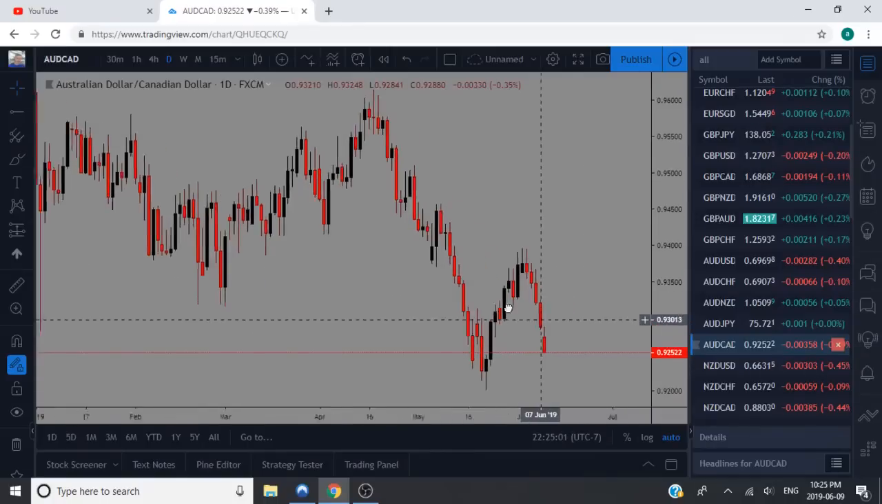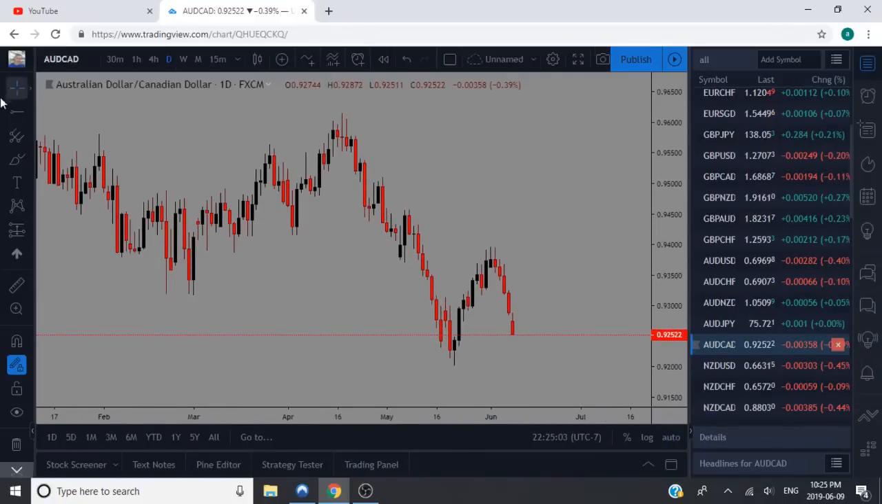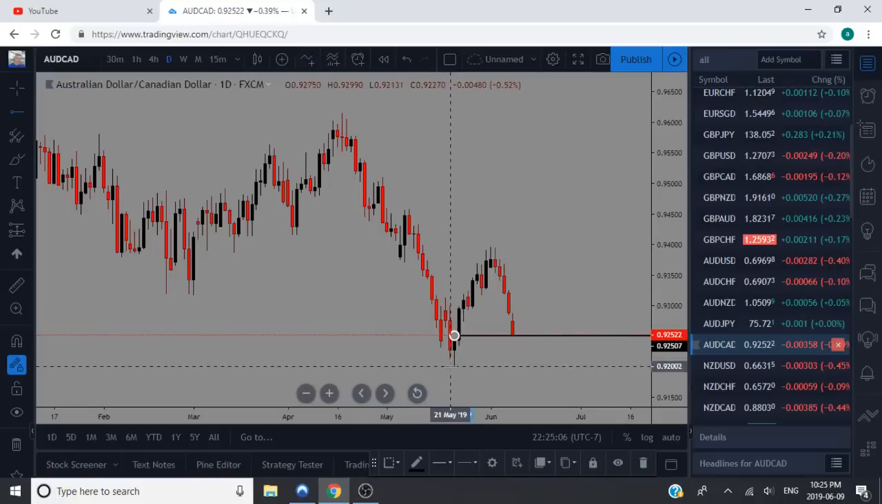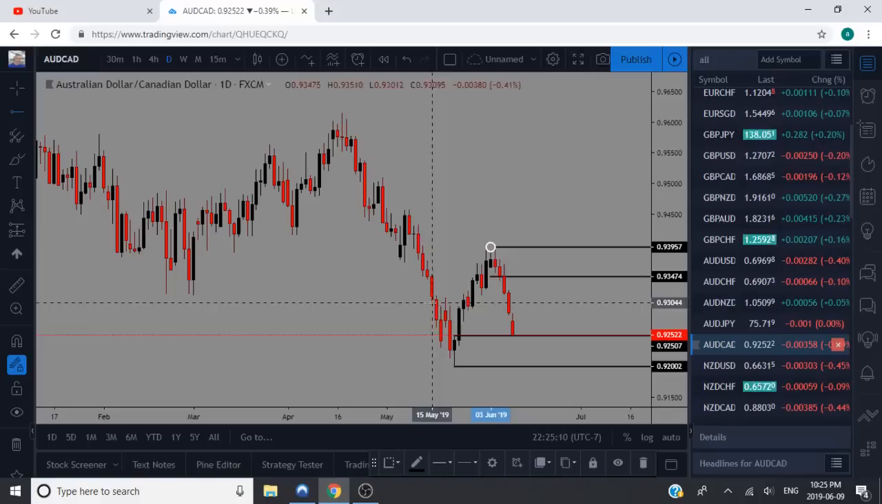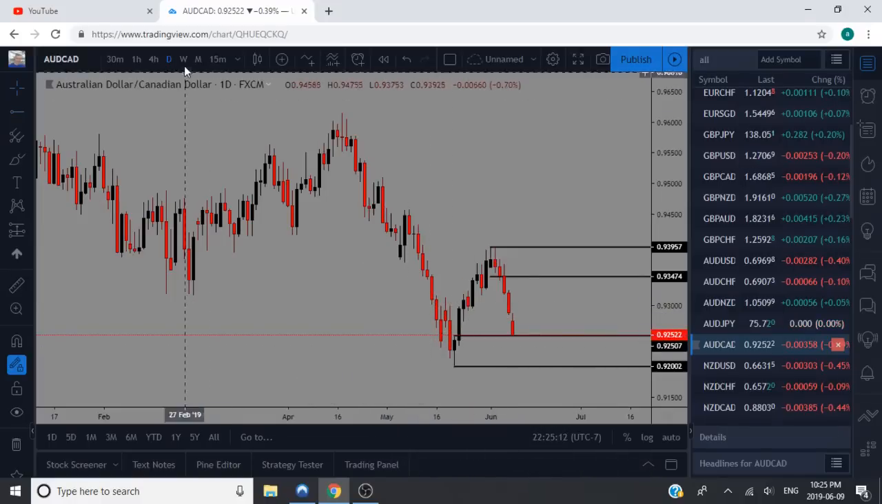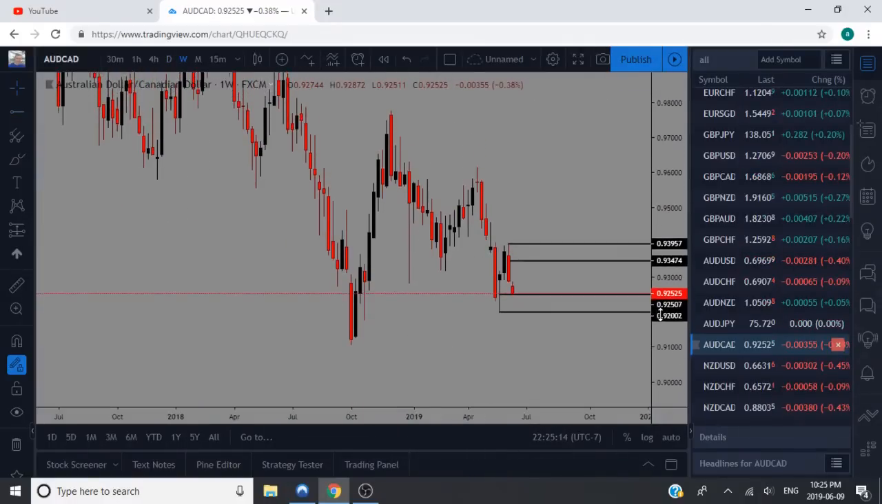New Zealand CAD. Aha. Price is coming into this nice demand zone right now. And as for supply, well, you got some supply right here. It's a nice area. Let's see what's going on the weekly.